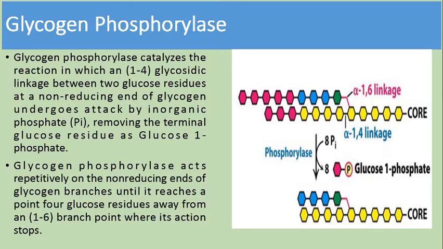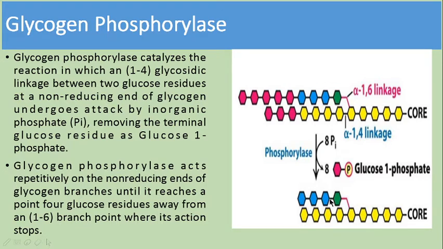This glycogen phosphorylase will split alpha-1,4 glucosidic linkages of the glycogen chain from the non-reducing end, leaving 4 glucose residues on either side of the branch point. So it can cleave the glucose one by one by phosphorylating, in the form of glucose 1-phosphate, leaving 4 glucose residues nearer to the branch point. Suppose this is the branch point; here it will leave 4 glucose residues, and here also it will leave 4 glucose residues. It cannot cleave these glucose residues.